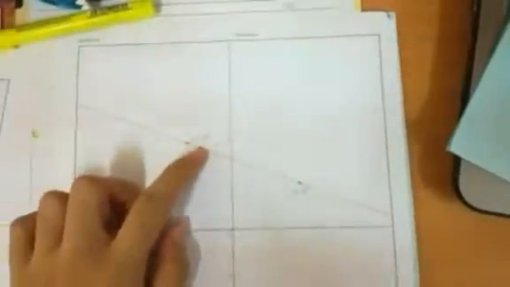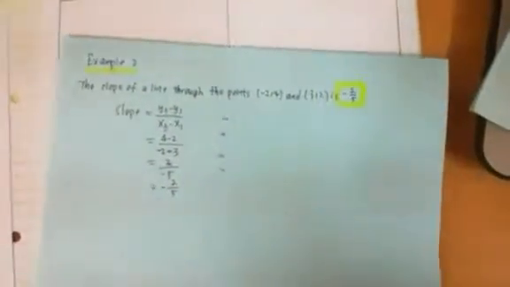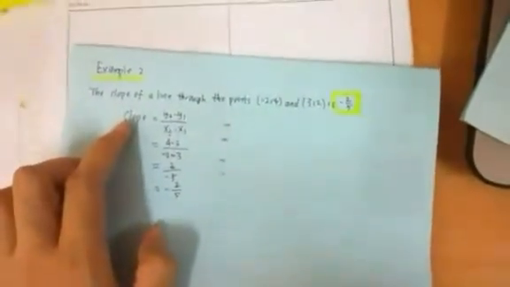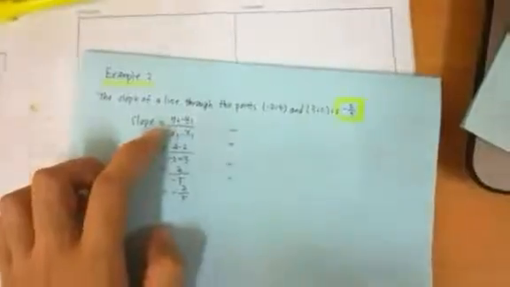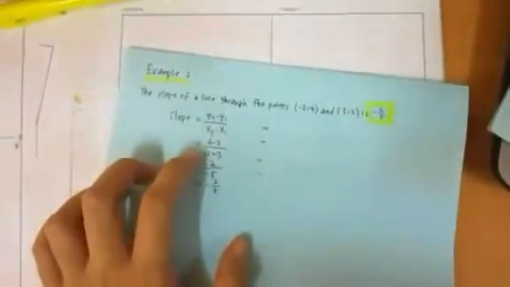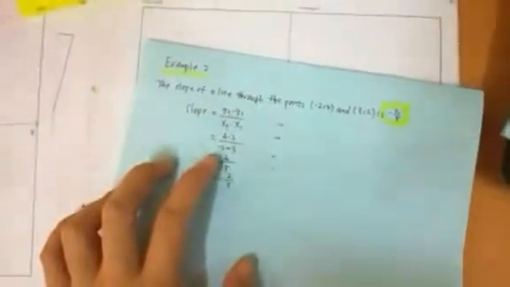Example 2 of a straight line which consists of 2 points. One of the points is negative 2, 4, and another one is 3, 2. The slope of the line through the points negative 2, 4, and 3, 2 is negative 2 over 5. This is because by using the slope formula, slope is equal to y2 minus y1 divided by x2 minus x1. y2 is equal to 4, y1 is equal to 2. So 4 minus 2 divided by x2 is negative 2, x1 is 3. So negative 2 minus 3. So it becomes negative 2 over 5.